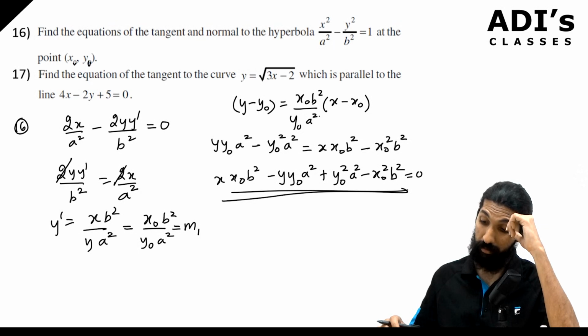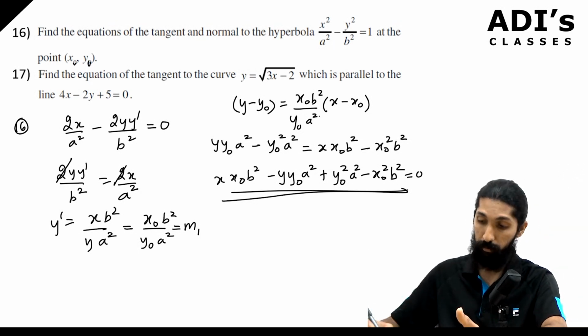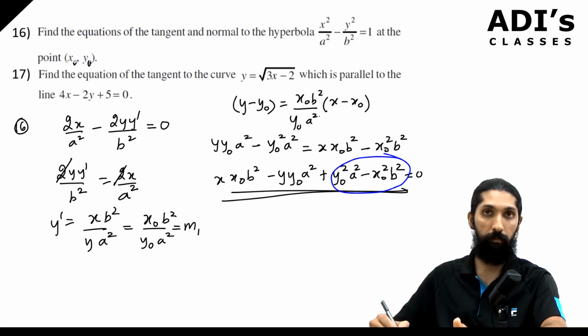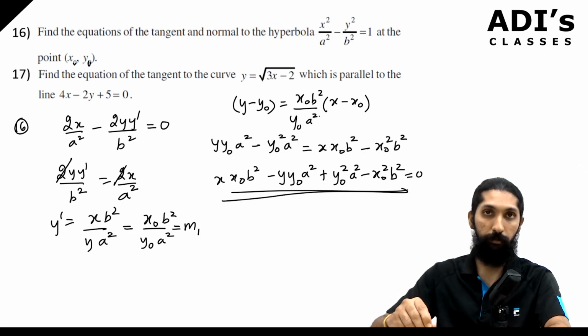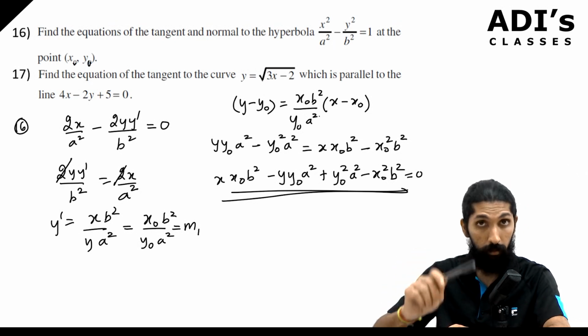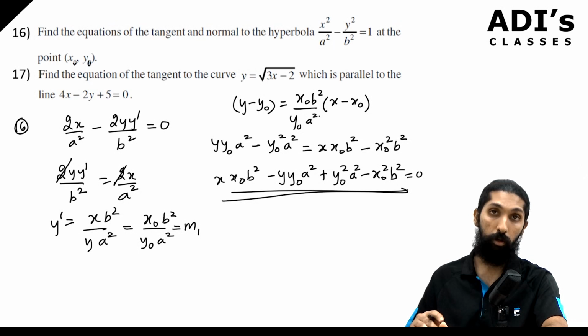See, you might be saying why can't we write this as a plus b into a minus b? In the sense, this part, you can write it as a plus b into a minus b. But to be honest, it doesn't make much of a difference. You might as well just write this as the answer. All right. Now let's do the normal part because we have done the tangent. Now we'll do the normal.